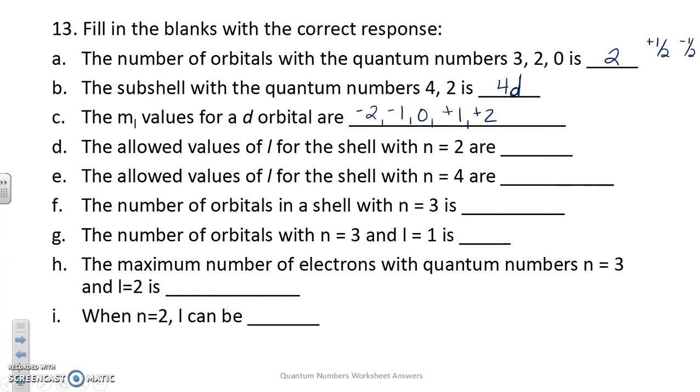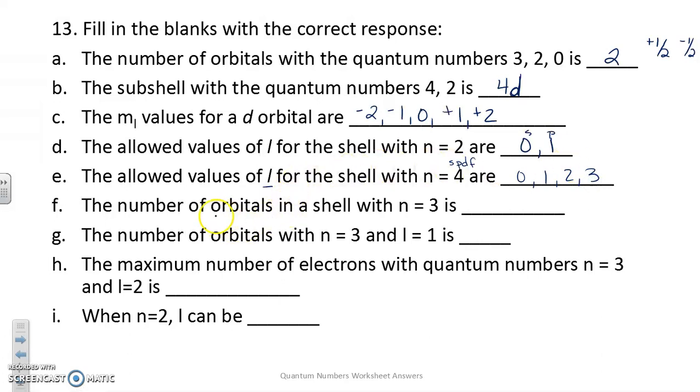The allowed values of L for the shell with N equals 2. If N is equal to 2, the second energy level, we can have an S and a P, right? So the values would be 0 and 1, S and P. The allowed values for L for a shell with N equals 4. In N equals 4, we can have S, P, D, and F. So we can have 0, 1, 2, or 3.